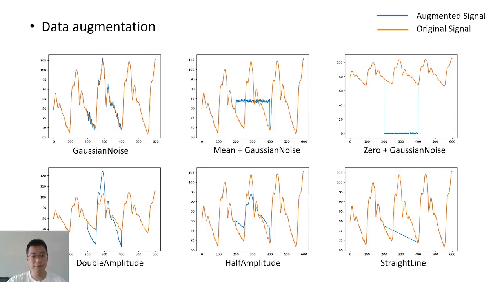The fourth and fifth figures represent that we resize the signal by doubling or halving the amplitude of the signal. And the last one, we delete a sub-window in the window of signal, and replace it with a straight line by directly connecting the two sides of the sub-window.